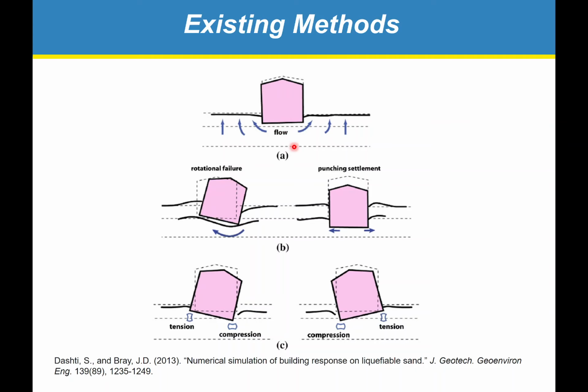Of course, there are other mechanisms of potential failure, like rotational failure. This is a shear mode, punching settlement, and this is from Dashty and Bray, 2013. You can get this rotational mechanism, compression and tension. Of course, there are other mechanisms too. You can get ejecta of sand. So there's volumetric strain, deviatoric strain, and ejecta. Those are the primary modes by which you might get structural settlement.